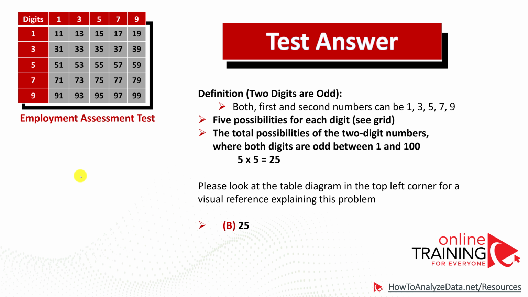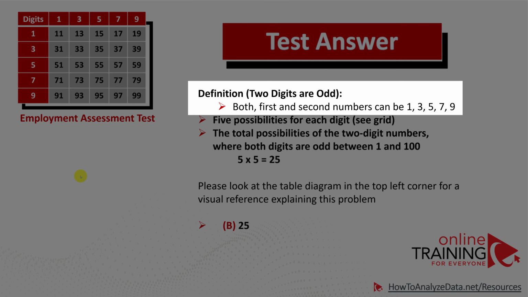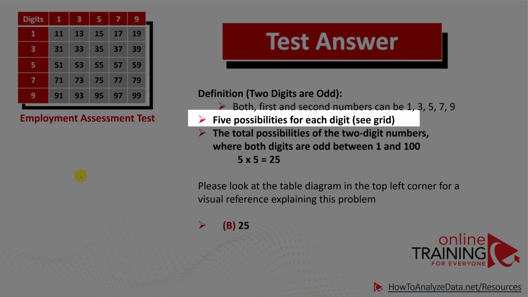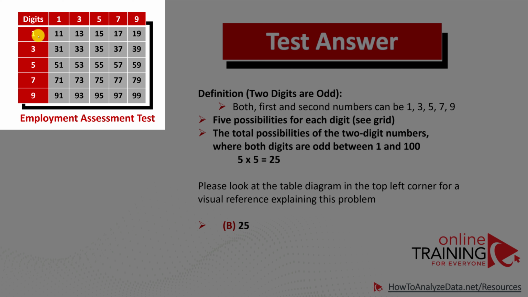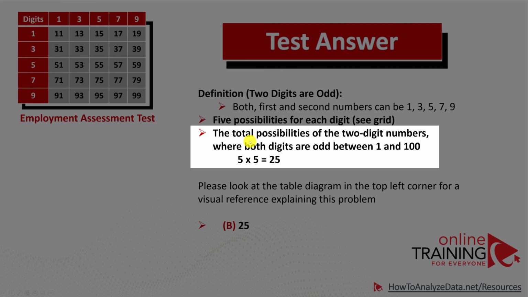Let's first define what is the number where both digits are odd. It is basically a number where both first and second digits can be either 1, 3, 5, 7, or 9. There are 5 possibilities for each digit if you take a look at the grid. You see these types of numbers where the first digit is either 1, 3, 5, 7, or 9, because those are odd numbers. And the total number of 2-digit numbers where both digits are odd is 5 multiplied by 5, which is equal to 25.